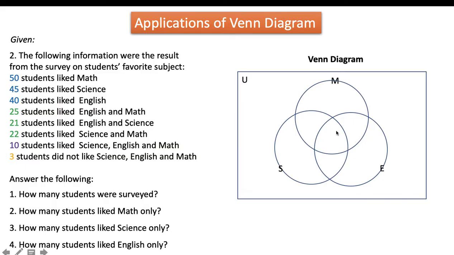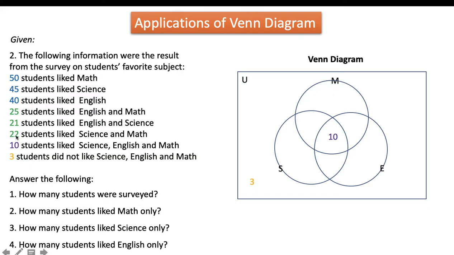So we have 3 overlapping circles here that represent the set for math, the set for science, and the set for English. Since we have 3 options here, math, science, and English, we can start writing from this one. 3 students did not like science, English, and math. So definitely, we cannot write this number within these 3 sets. It should be written outside. Okay, so these 10 students like science, English, and math. So we will write this here in the center.